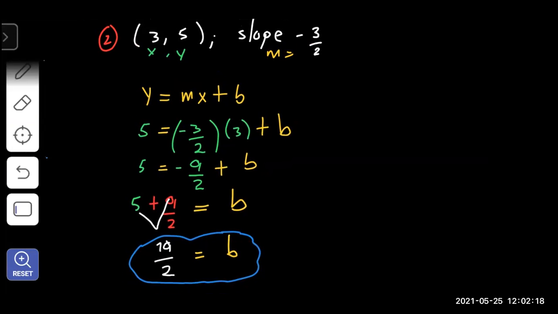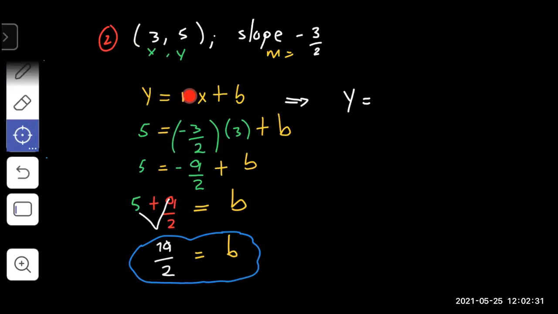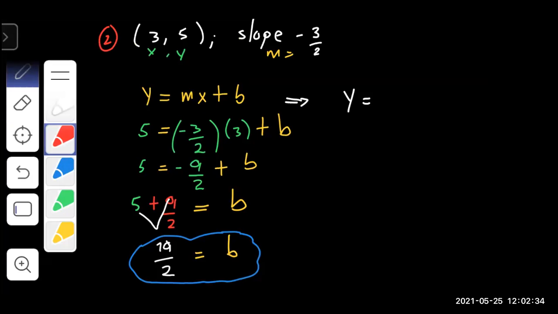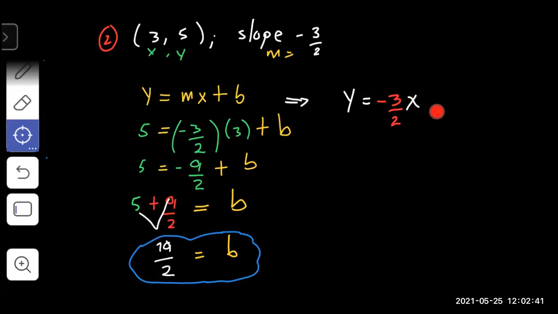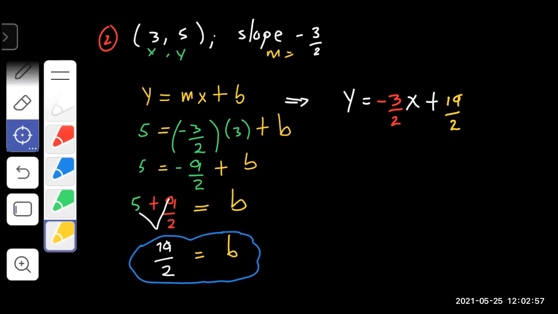Once we have the value for b, now we can rewrite y equals mx plus b. Let's rewrite that. y is equal to, what is m? Negative 3/2, times x, that is the slope. And what is b? 19/2. Positive 19/2. Or you can write it in decimal. I would rather use the fraction because it's perfect. And this is the equation. Okay, this is the equation.